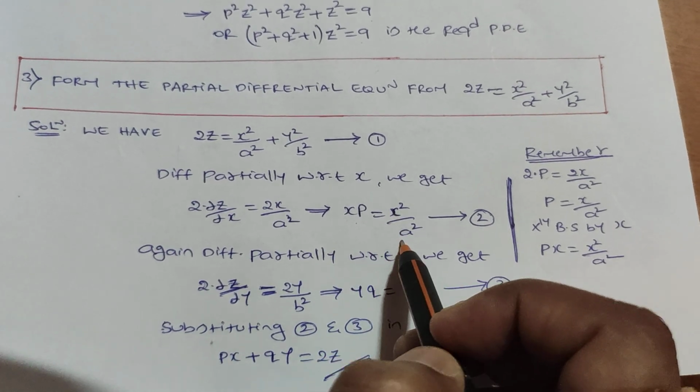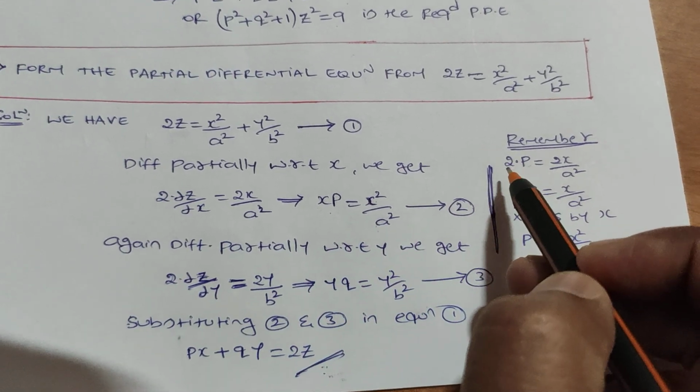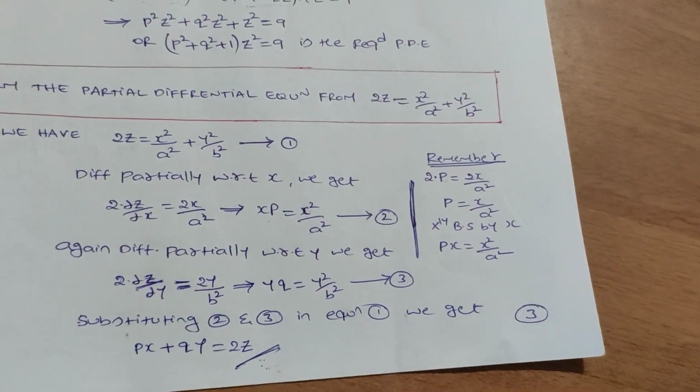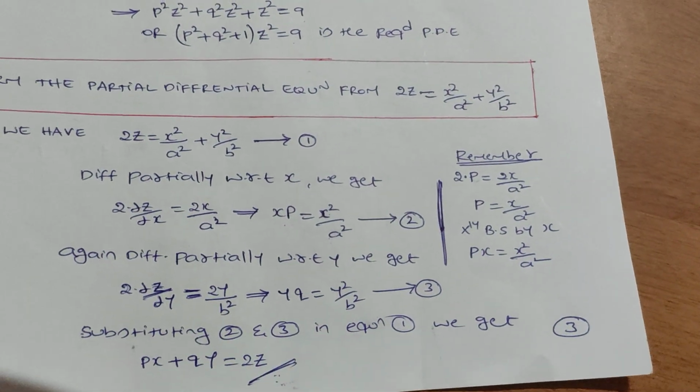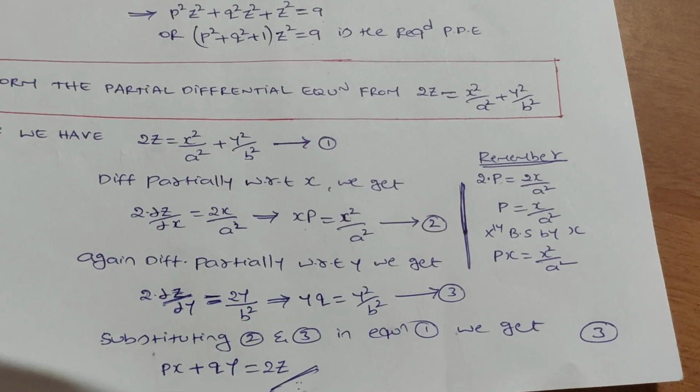Here we observe the term xp, because 2p is equal to 2x divided by a square. The p value will be x by a square.